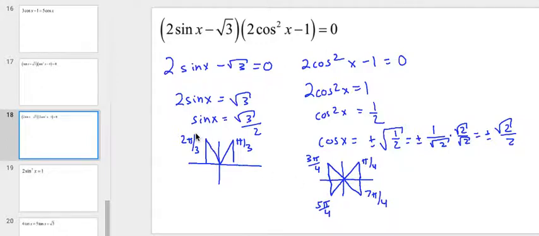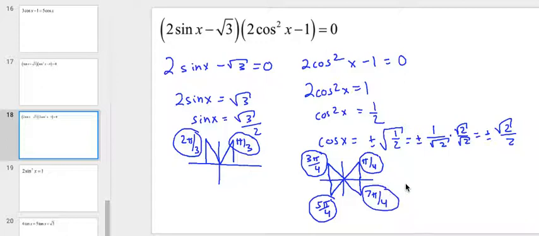So this problem has 6 answers. 1, 2, 3, 4, 5, 6.